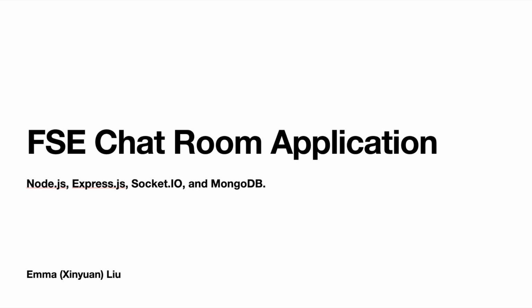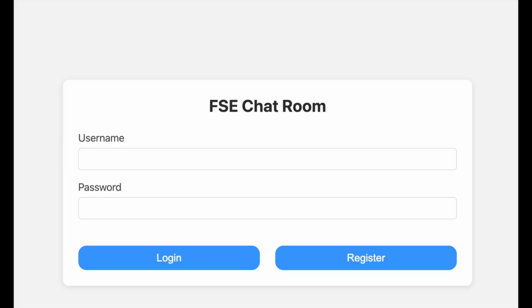In this demo video, I'll be presenting my pre-registration programming assignment, a chat room application built using Node.js, Express.js, Socket.io, and a Mongo database. This chat room allows users to register with a new username and password, enter the chat room with their username and password, see other users' chat messages, post a chat message, and leave the chat room gracefully using the logout button.